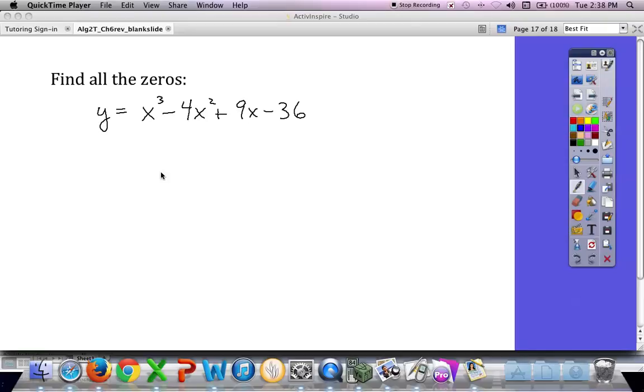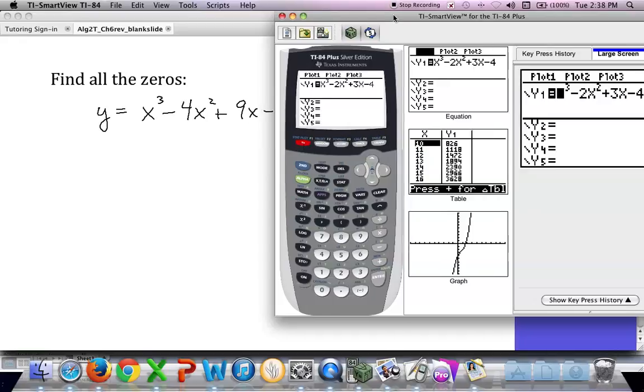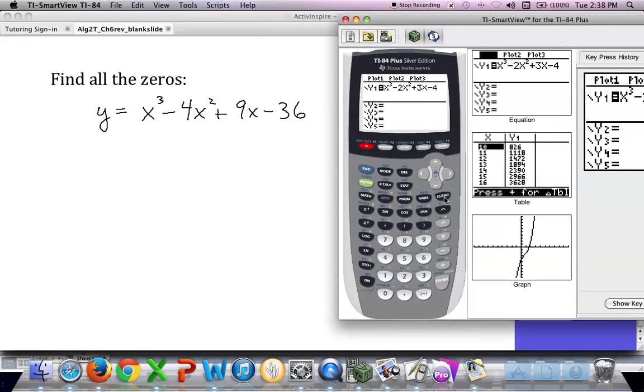Graph it. Put it in the calculator. See if you could see a zero on the graph. So let's go over here. Okay, so go to the y equals and put in this function. So this is x to the third minus 4x squared plus 9x minus 36.